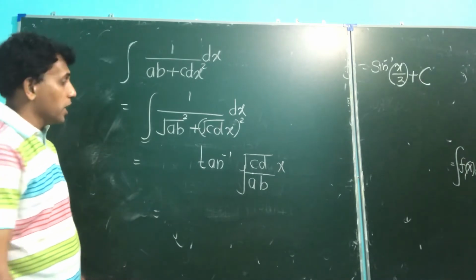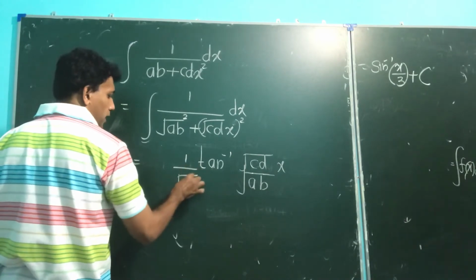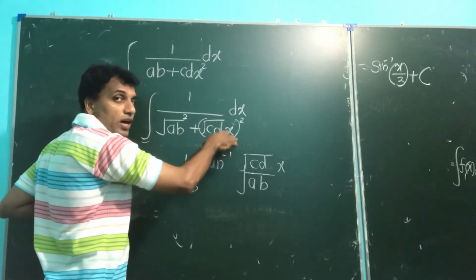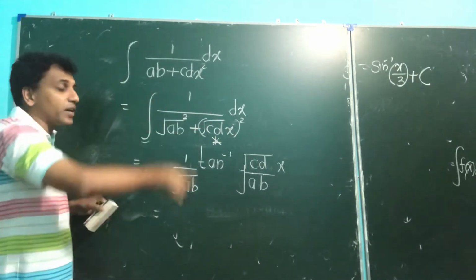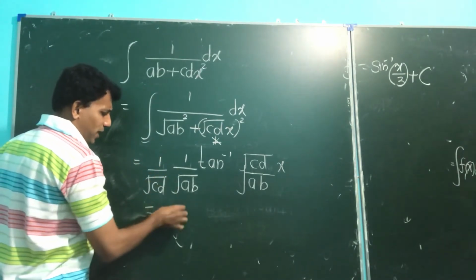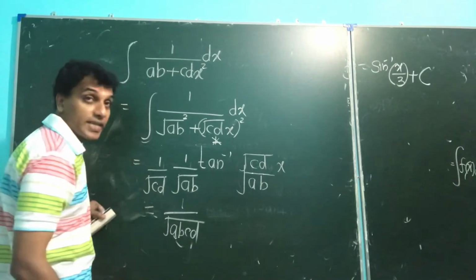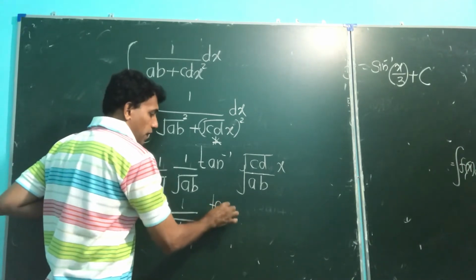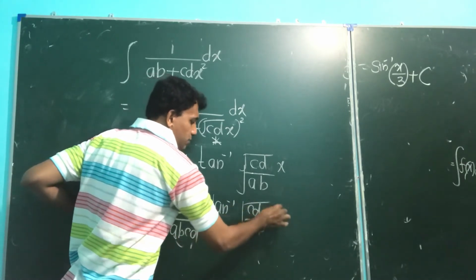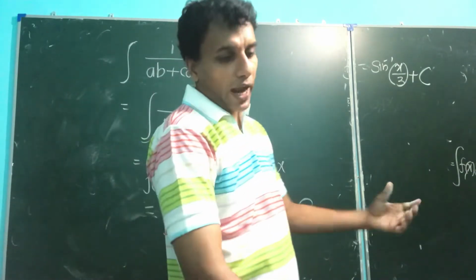Therefore tan inverse x over a, and don't miss the 1 over a. And there is a differentiation factor. Differentiate it and write the reciprocal, that is 1 over cd. I am giving a simple pattern. What is the answer? 1 over square root of ABCD, and tan inverse of square root of CD over AB times x, plus a constant c. So I hope you now know we are after the standard form of tan inverse x.